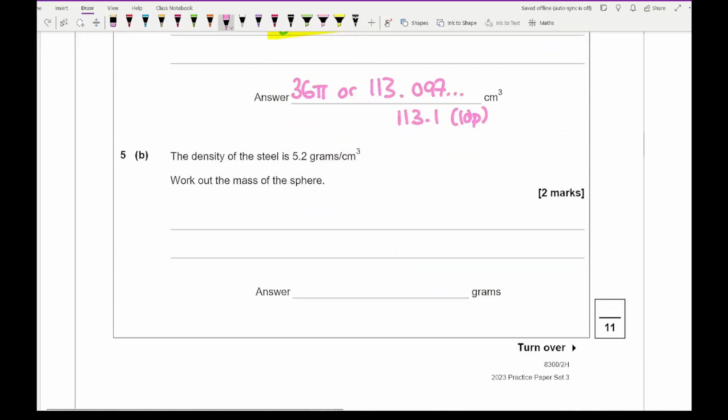Moving on to B, it says the density of the steel is 5.2 grams per centimetre cubed. Work out the mass of the sphere. So we need to recognise that density equals mass over volume. So to work out the mass, that's going to be density times volume. The next thing we need to do is make sure that our units for the density and the volume are the same. The density is in centimetre cubed, which it is. So it's going to be straightforward: just do 5.2 multiplied by your answer in part A.